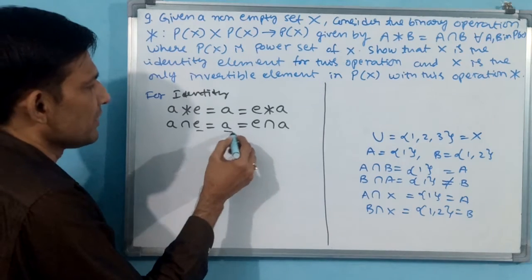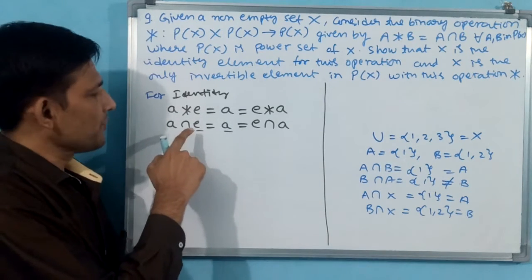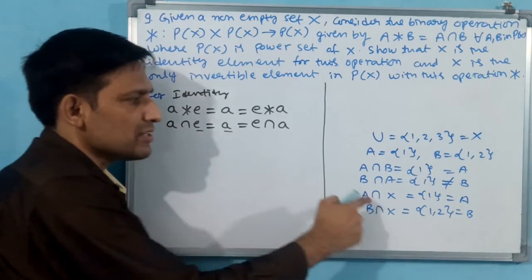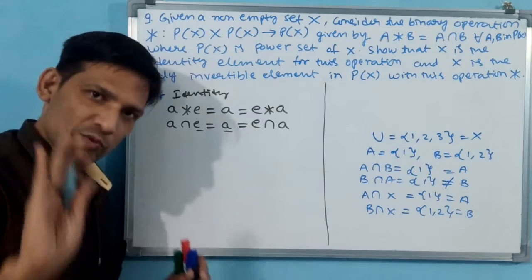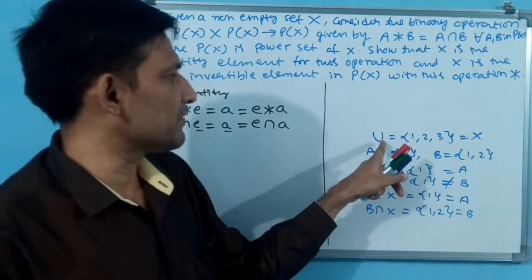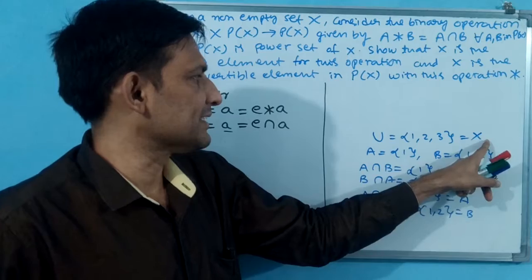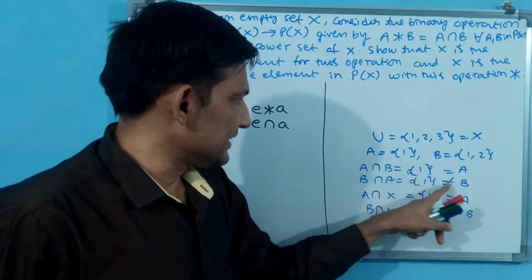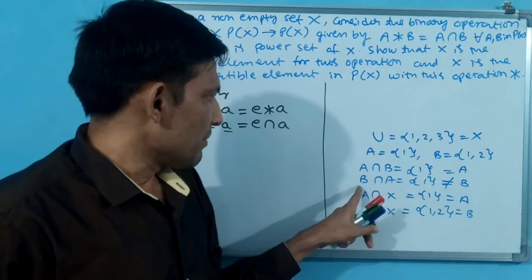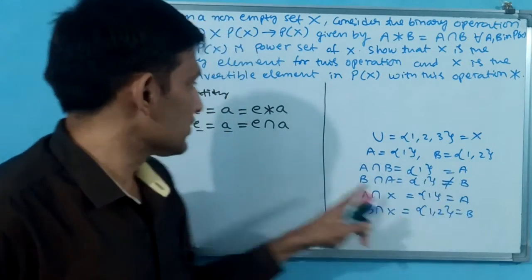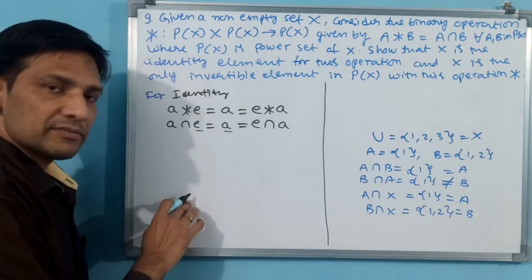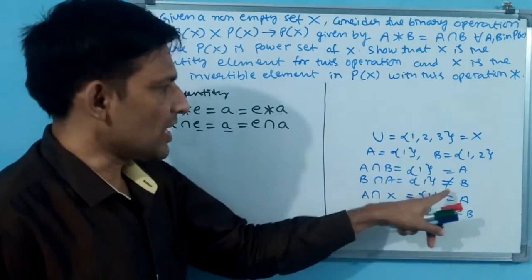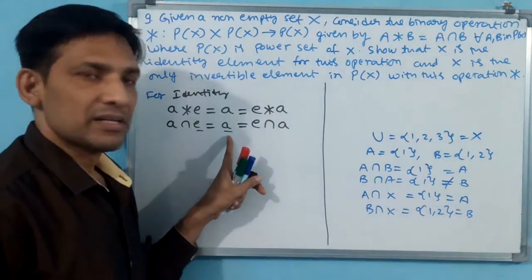Why? Because here A has to come. If you intersect one set with any set and the same set has to come, that is possible only with the universal set. You have seen here X is the universal set. First I had written universal set, but again I have made it as X. If you do intersection with some other set, B will not come here. A will come, but B will not come. If you put one identity element, that should be applicable for all, but here for A it is okay, for B not okay.